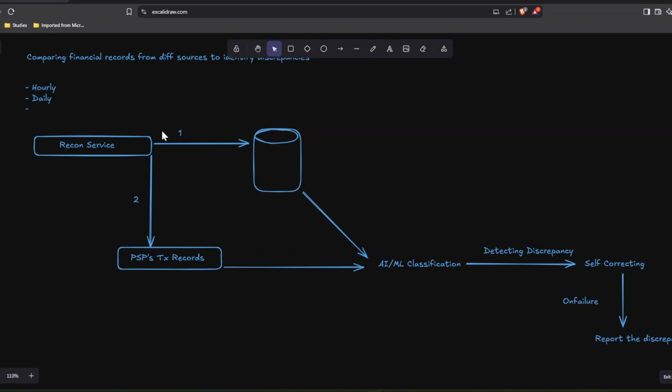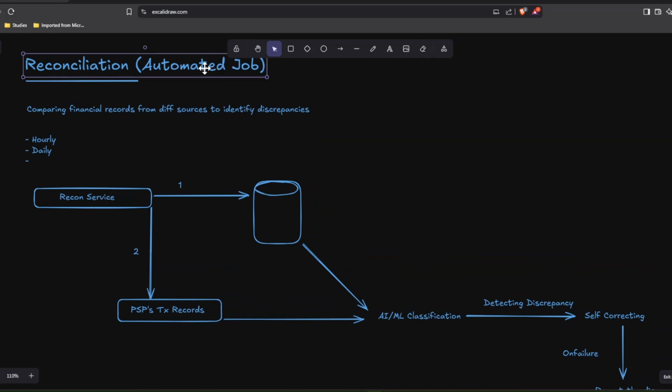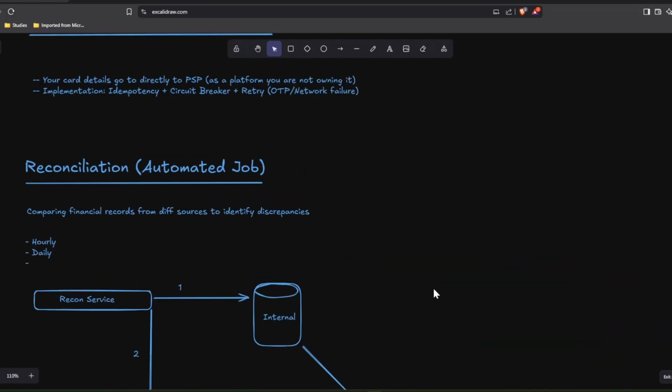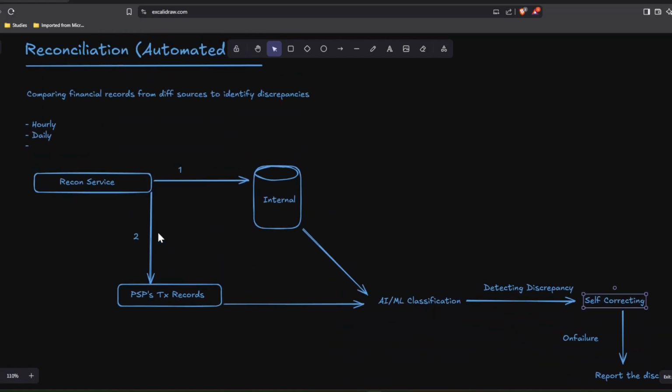And this whole job, you see, it is an automated job. That is the highlight of this thing. So this whole internal PSP transaction record fetching, AIML classification, self correction, everything that you see, this is a completely automated job.